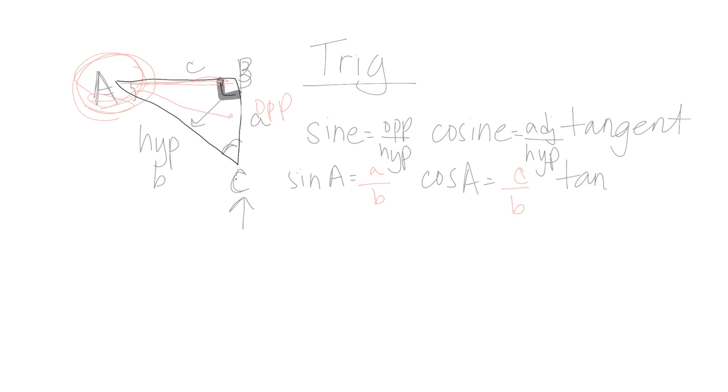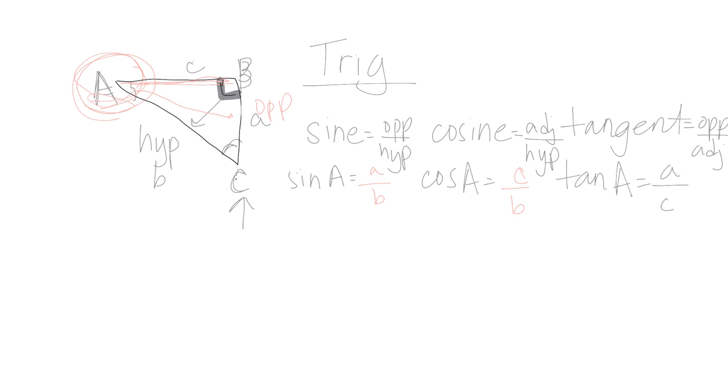Tangent is opposite over adjacent. So if I want the tangent of A, look back at A, I want the opposite, so that's going to be A, over the adjacent, which is C. So those are the 3 trig functions that you should already know from geometry.